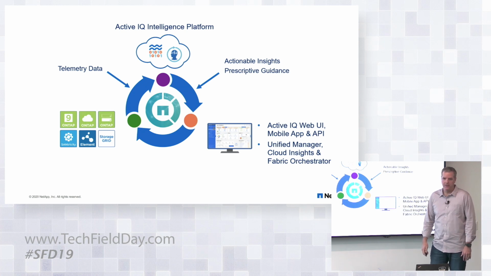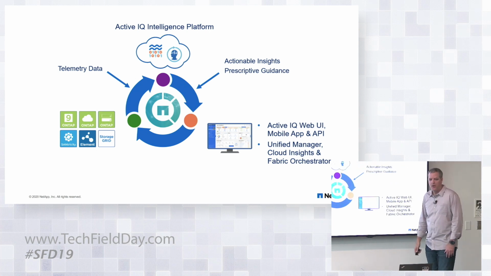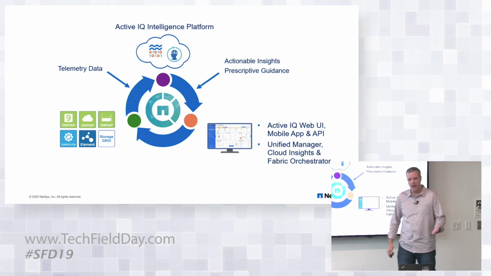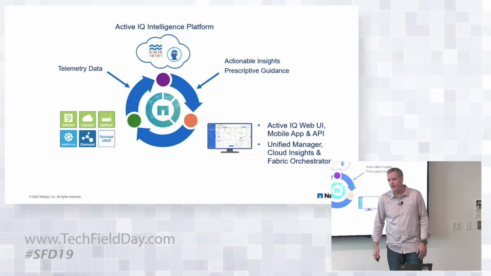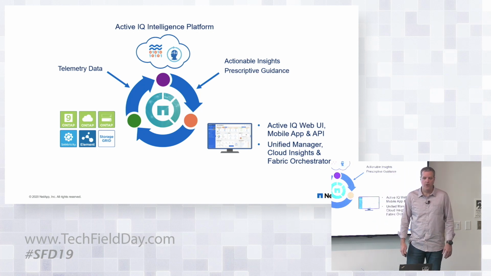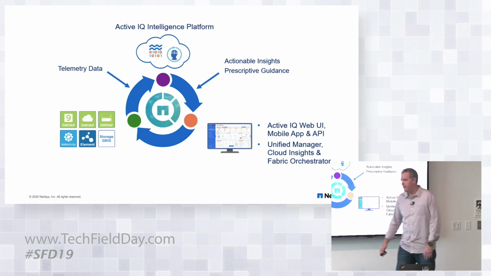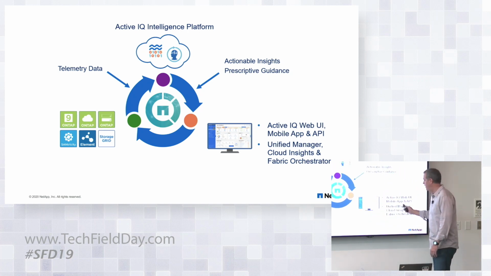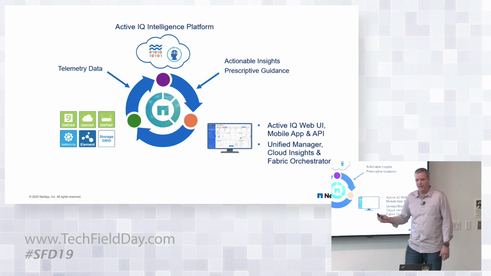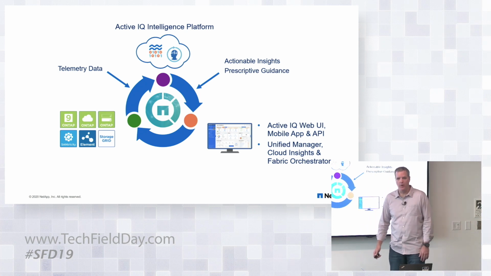And this is really one of the things that makes ActiveIQ unique, is that we have lots of ways to consume these insights and guidance from ActiveIQ. So ActiveIQ itself has a web UI, which you're going to see today. We also have a mobile app. We also have API services that Marty's going to talk about a little bit as well. And then finally, these insights and guidance are also fed into our other management products, whether that's Unified Manager, whether that's Cloud Insights, and whether that's Fabric Orchestrator.